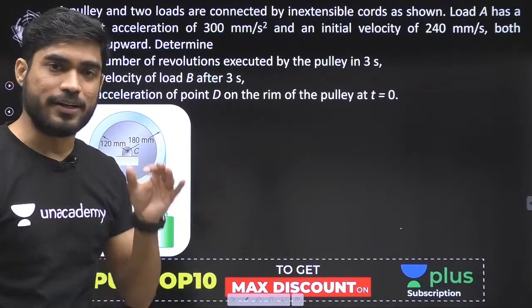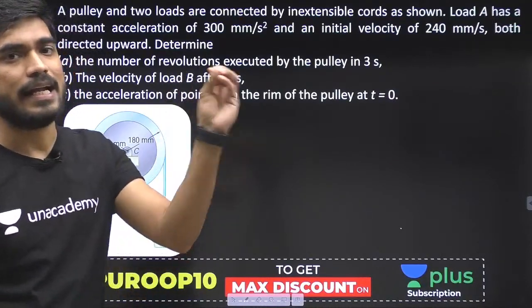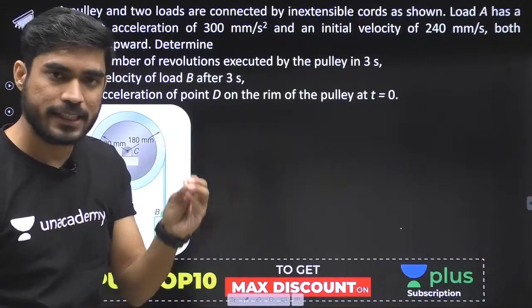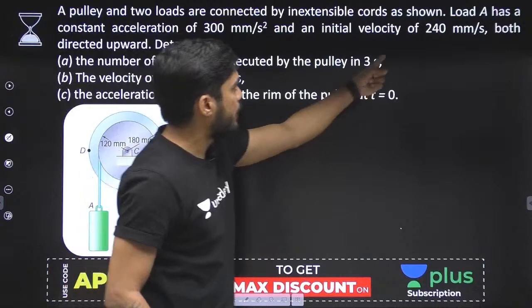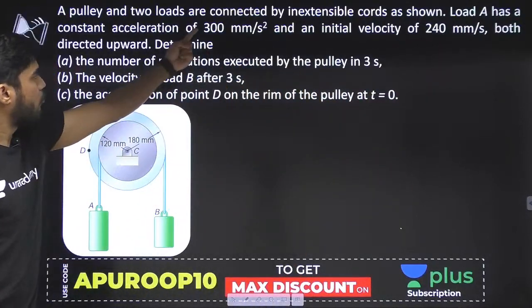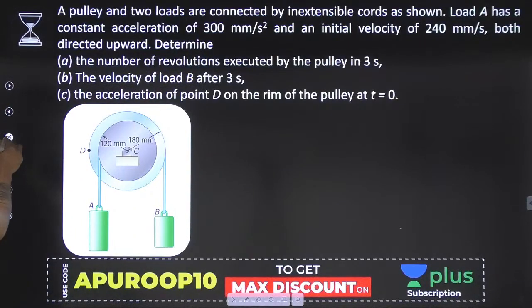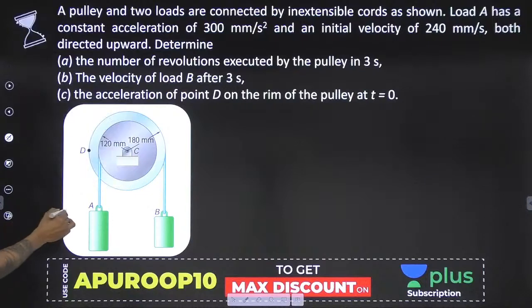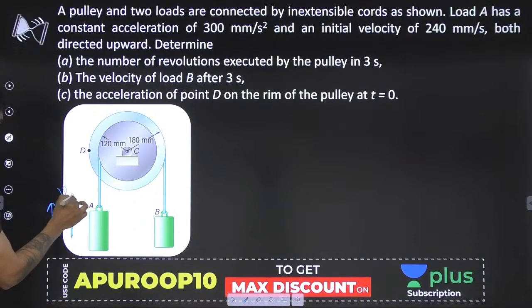So in order to calculate theta, what do you need? Omega naught and alpha. Omega naught I can calculate from the initial velocity, and alpha I can calculate from the acceleration. The initial velocity of A and the acceleration of A are given. Both are upward.